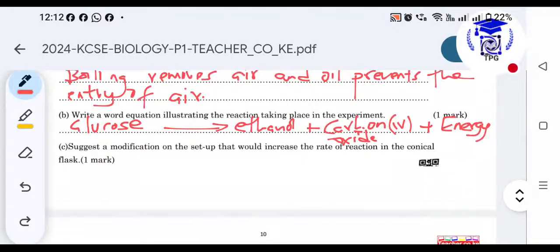Part C, suggest a modification on the setup that would increase the rate of reaction in the conical flask. So how can we increase the reaction within the conical flask? Number one, we can increase the temperature.